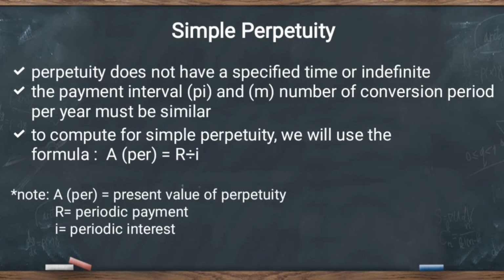Our third and last topic is simple perpetuity. In simple perpetuity, it does not have specified time or it is indefinite. And the payment interval or the PI and the number of conversion period or M per year must be similar. And to compute for the simple perpetuity, we are going to use the formula present value of perpetuity is equals to periodic payment divided by periodic interest.